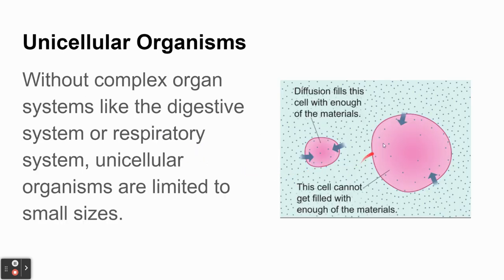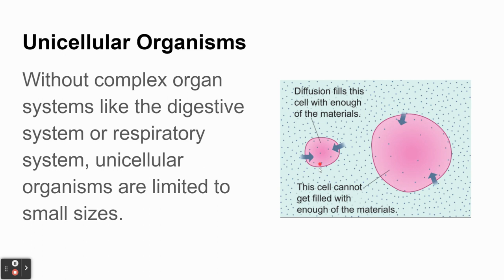Now, because unicellular organisms are just made up of single cells, they don't have all of the complex organ systems that multicellular organisms do. So they don't have things like digestive systems to get food, or respiratory systems to get oxygen, or circulatory systems to then transfer oxygen and food molecules around the body. What they rely on is something called simple diffusion to allow substances like oxygen or glucose in their environment to get from outside of the cell to all parts of their single cell.